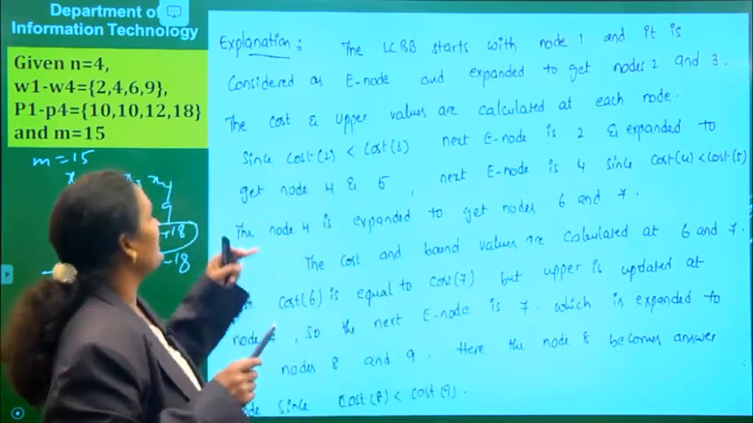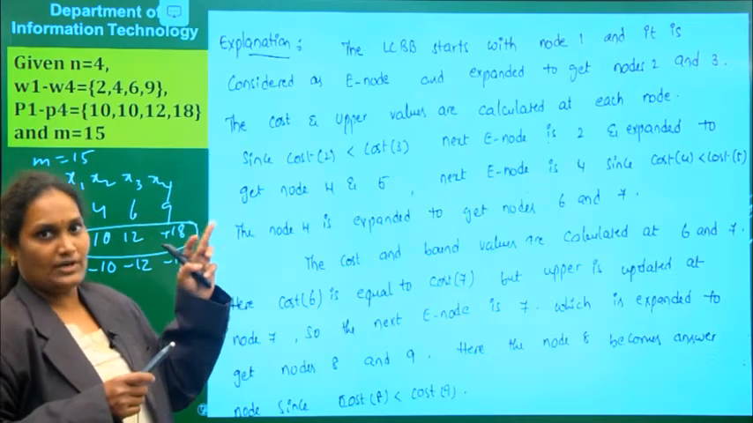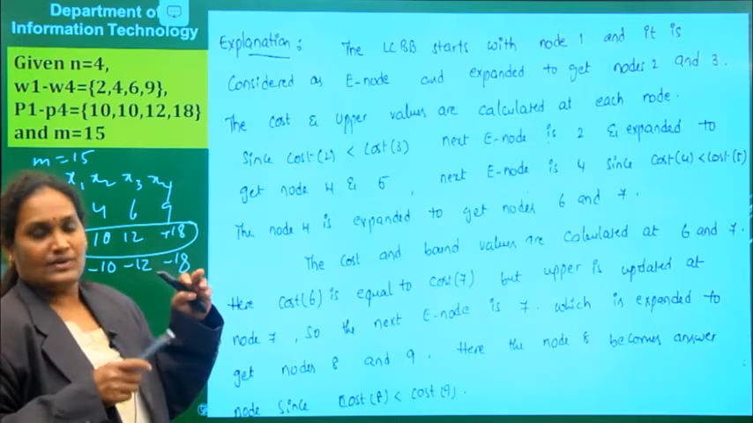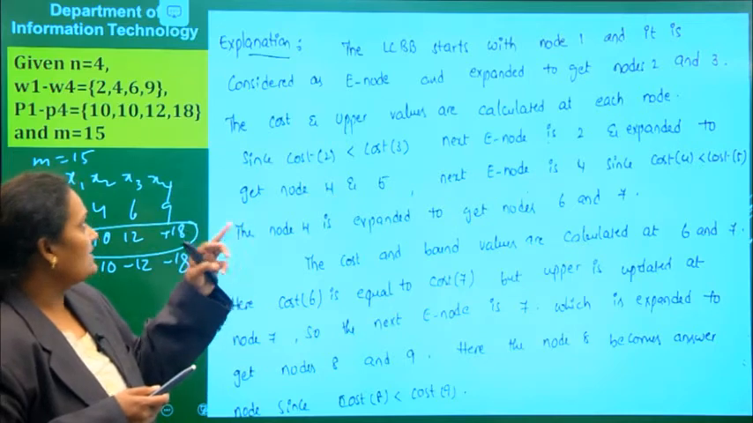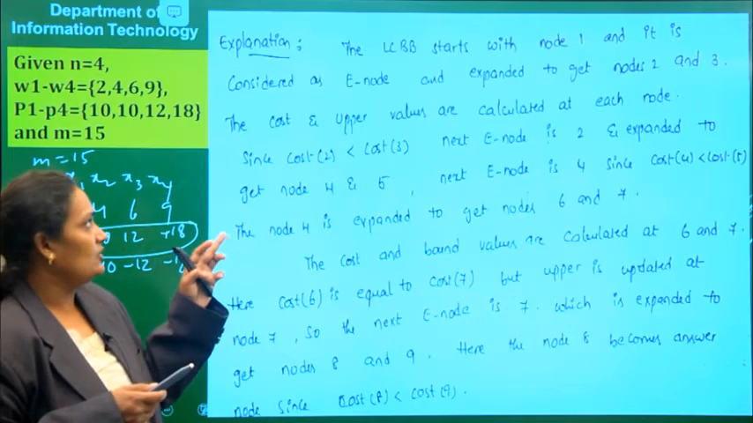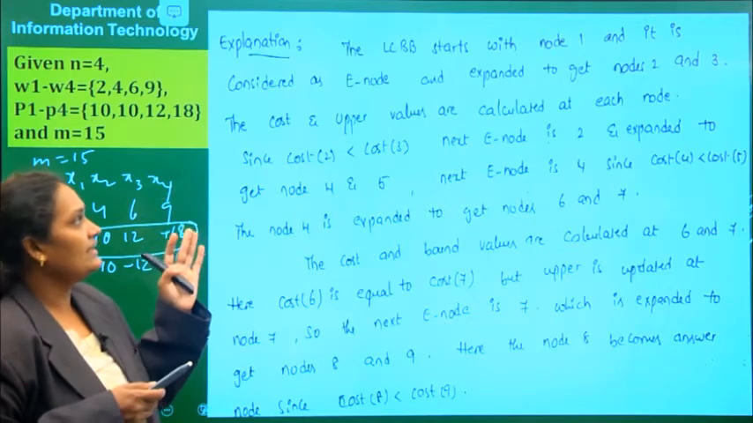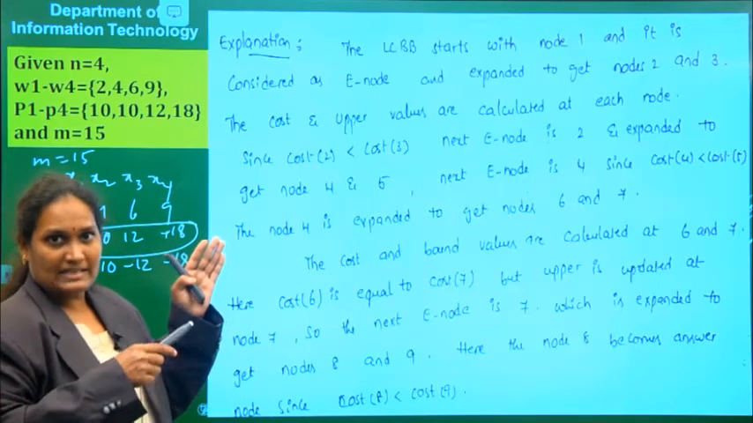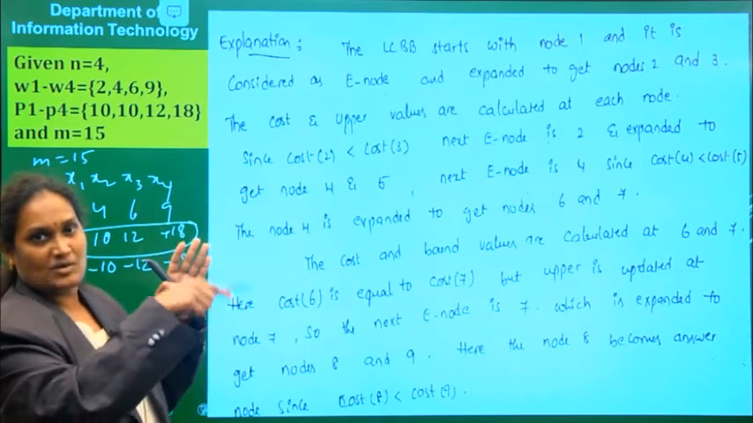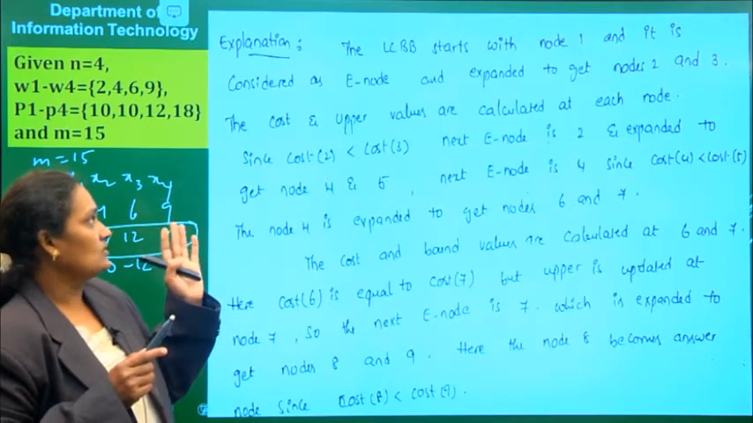Now how to solve the problem? Let us see. The LC branch and bound problem starts with node 1. We are going to construct a state space tree for solving this problem. It starts with node 1, which is considered the E node. Initially we consider the starting node as the E node and expand it to get nodes 2 and 3. Node 2 represents the first object value as 1 and node 3 represents the first object value as 0. The cost and upper values are calculated at each node.